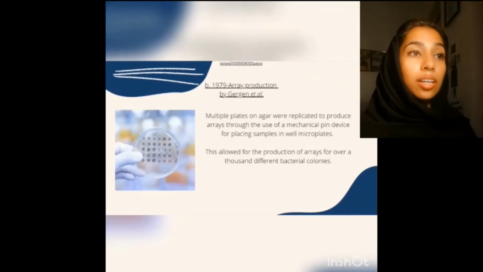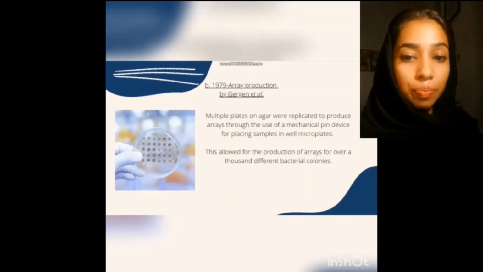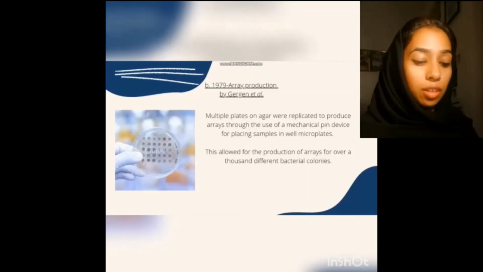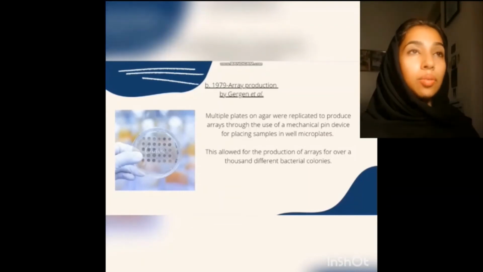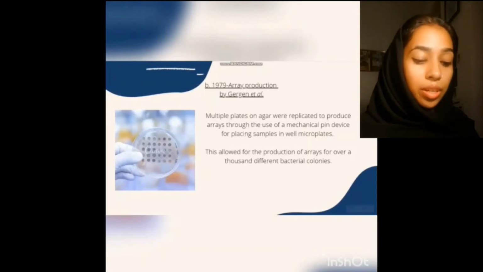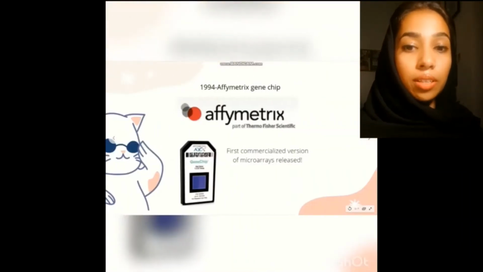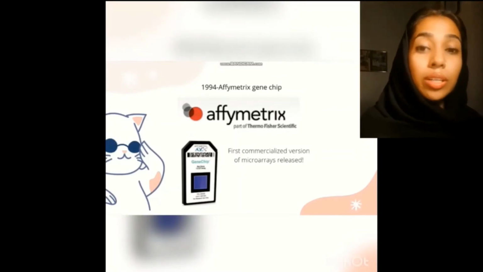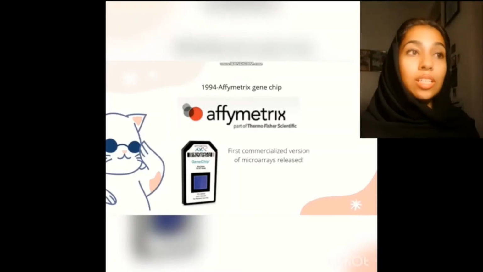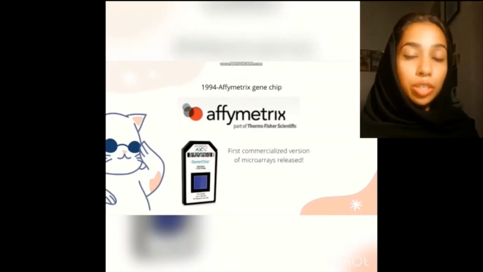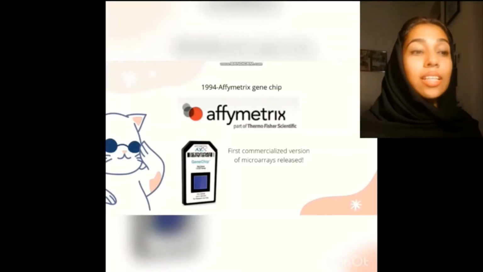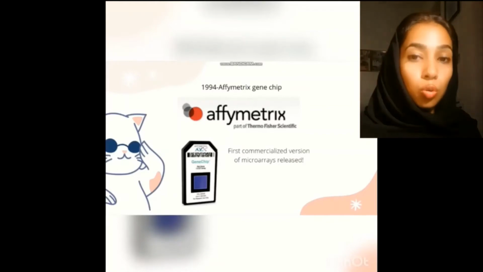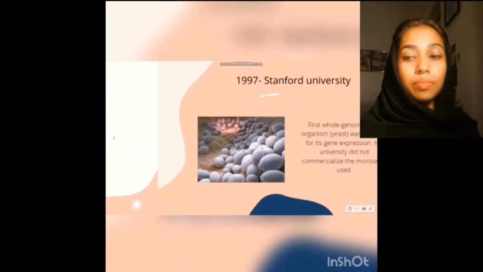Basically, Gergen et al. managed to develop a method to hybridize many mRNA molecules on one plate. In 1994, Affymetrix, which is part of a company known as Thermo Fisher Scientific, released its first commercialized microarray known as the gene chip. The gene chip is a very small device that has thousands of DNA probes, labeled DNA probes that can also glow when they hybridize with the mRNA.